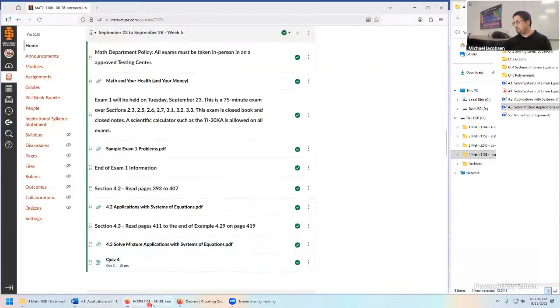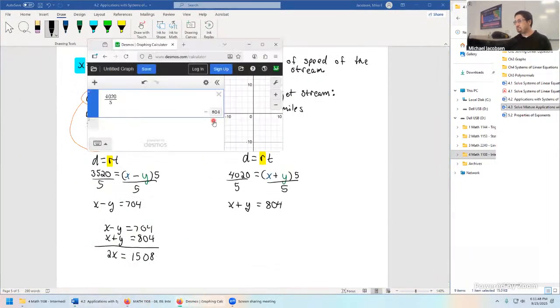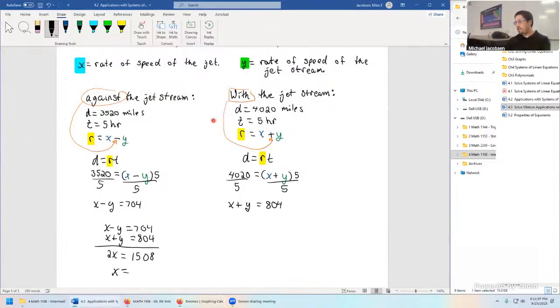Let's divide that by, oh, wrong thing. Divide that by 2. We get 754, and that's our solution for x at that point. X is now 754. Let's write it this way, miles per hour, because x is a rate of speed in that particular unit.